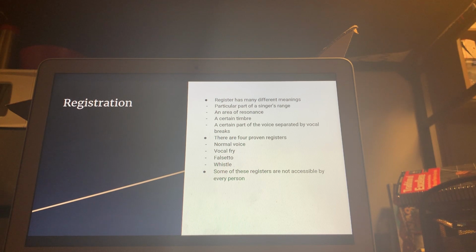So there are 4 proven registers that most educators and researchers can agree on. There's normal voice, which is also considered something called full voice. So your normal notes that you can sing in your range without having to flip to a certain thing. Vocal fry, which is the lowest of the low in your voice. So you get to a G, and then you kind of aren't full voice. You're like, oh. It's more like a fry, so it's not a full tone.